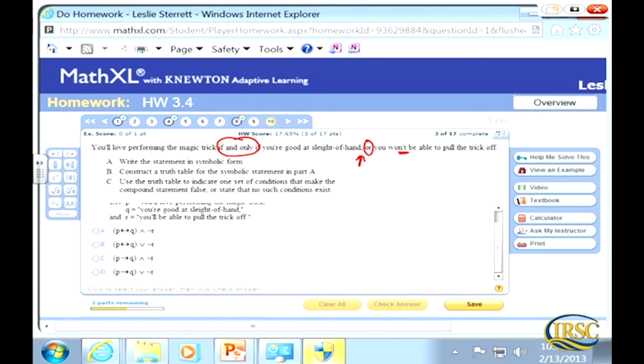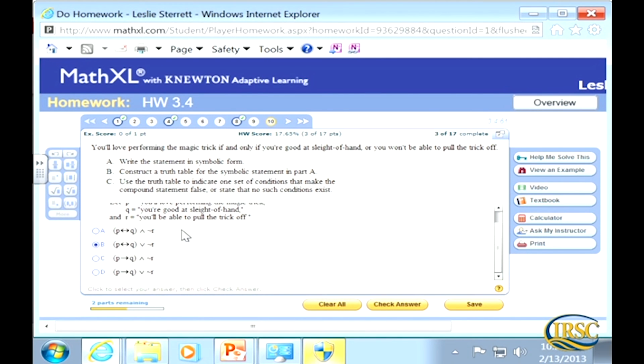Okay, I see a majority have chosen 2. Okay, so option B there. Let's see if you guys are right. Fantastic.